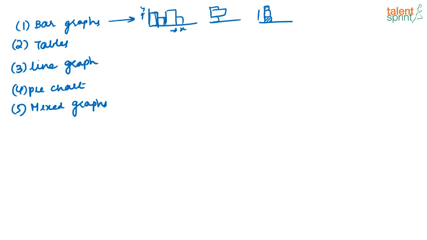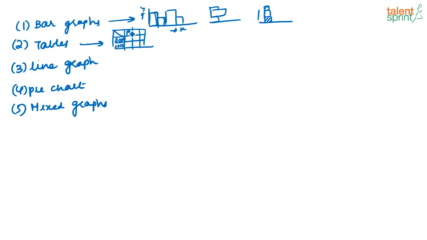Next one, what is tables? See, tables are generally the easiest way in which you can represent data. Table means you will have rows and columns, and data is represented in this row and column. Okay, so for example, if you are saying the number of students who have passed in the year 2009, which subject? Physics. So how many students have passed in physics in 2009?